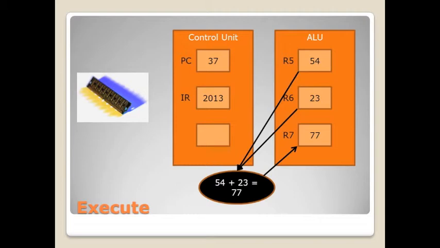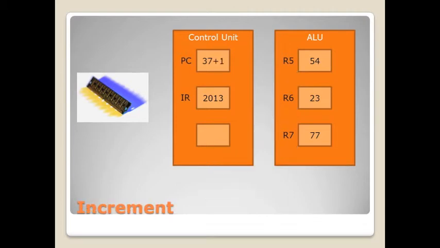Now, the execute phase is when the instruction actually gets executed. During the increment phase, the address stored in the PC register will increment, which means increase by 1. And when the CPU starts the next cycle with the fetch phase, it will use the new memory address to get the next instruction that it will need to execute. So there's an overview of the CPU and RAM.